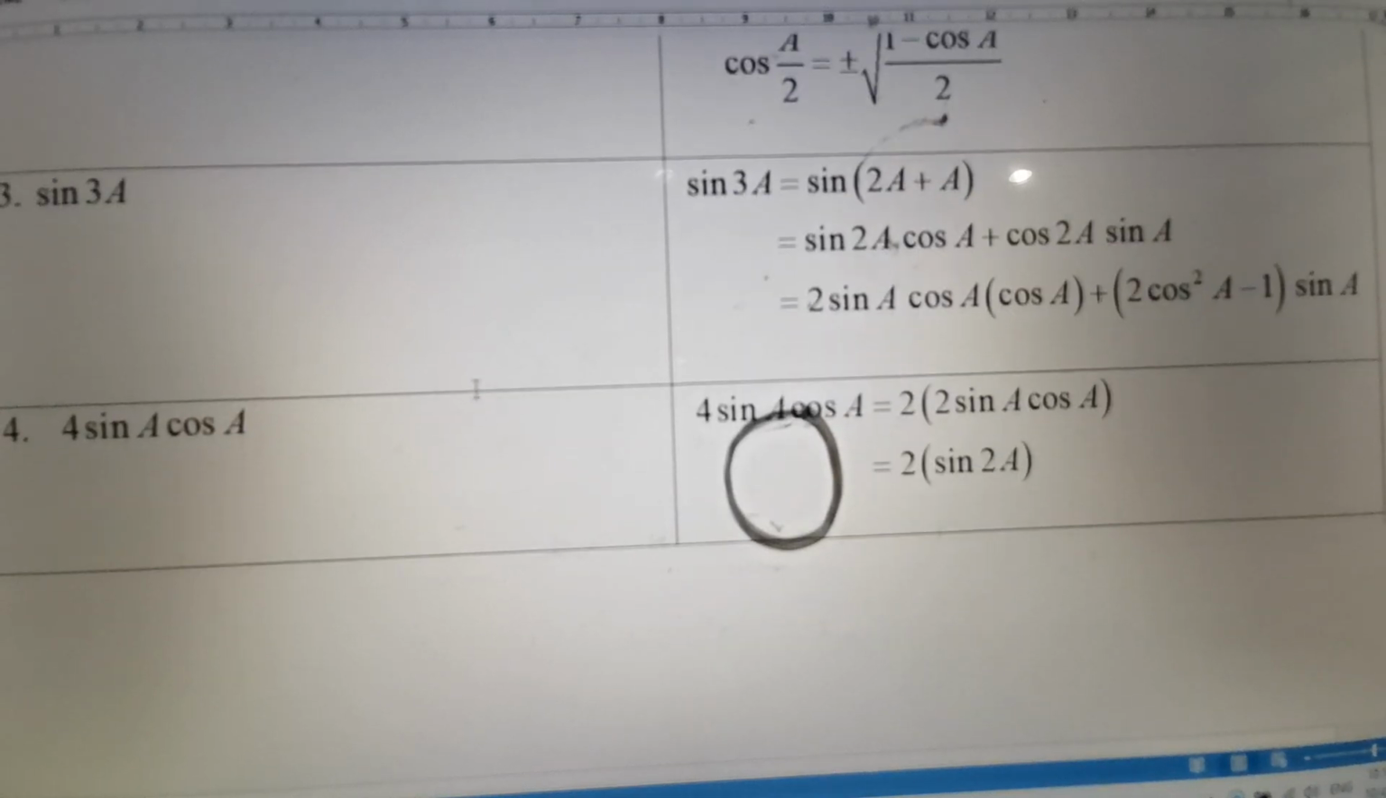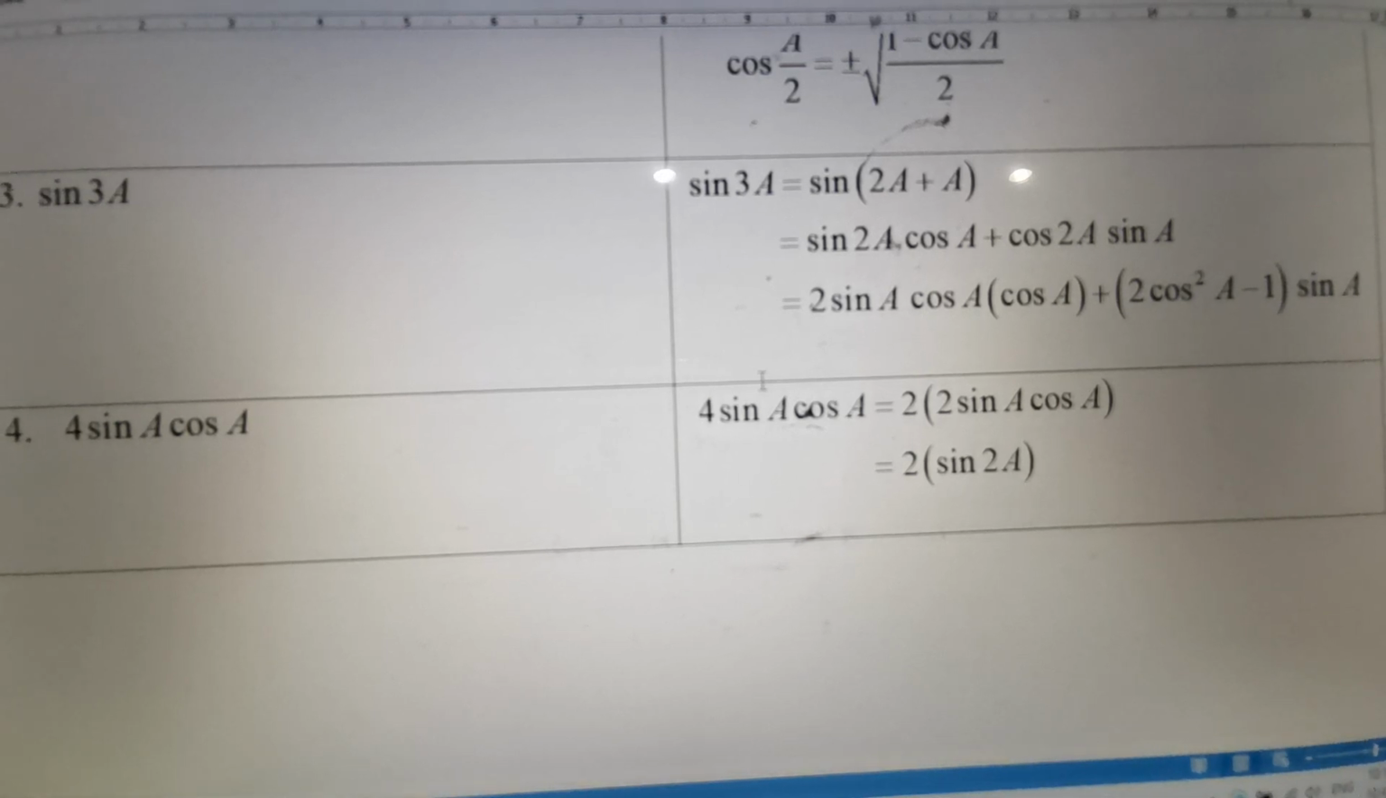Okay, this one. Let me rub this one. Sin 3A is actually sin (2A plus A). Also, you can write it as 4 sin A cos A; actually you can take out the 2 here, and in the bracket 2 sin A cos A. 2 sin A cos A is equivalent to sin 2A. So after this you can carry on. These are the few tips before you do any problem solving. Okay, thank you. This will be the first video.